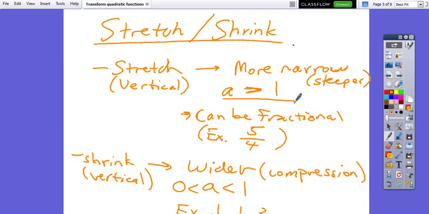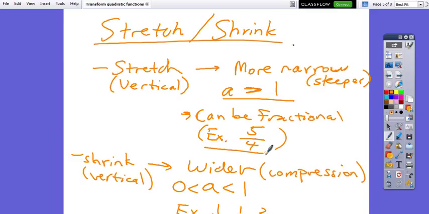This value can be fractional, but it has to be a fraction greater than 1, such as 5 over 4. This is an improper fraction, therefore it's greater than 1. A shrink is caused by compression. When we compress the graph, as if we're pushing down on it, the sides of the graph are going to become further apart or get wider, or you could say flatter. The slope of those sides would become flatter, if you will.